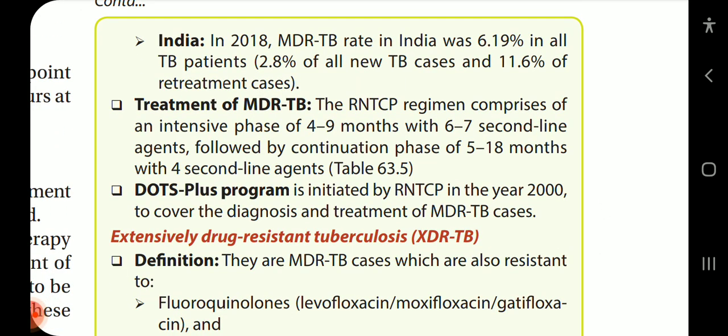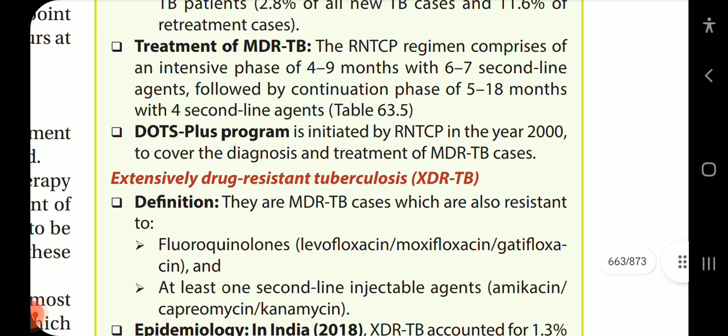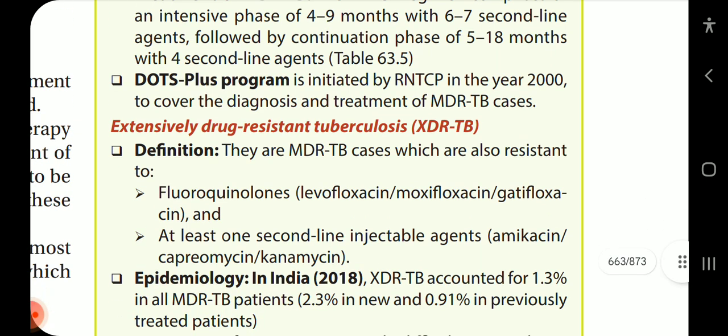India 2018: MDR-TB rate in India was 6.19% in all TB patients, 2.8% of all new TB cases, and 11.6% of the retreatment cases. Treatment of MDR-TB. The RNTCP regime comprises an intensive phase of 4 to 9 months with 6 to 7 second-line agents, followed by a continuation phase of 5 to 18 months with 4 second-line agents. The DOTS Plus program was initiated by RNTCP in the year 2000 to cover the diagnosis and treatment of MDR-TB cases.